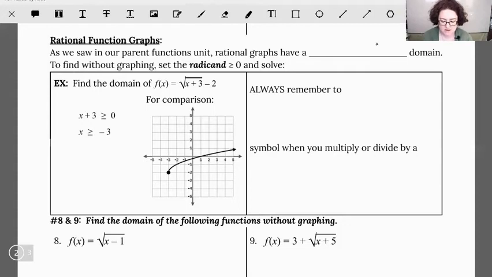So looking at our example graph, find the domain of f of x equals square root of x plus 3 minus 2. Well, keep in mind that +3 is really moving our graph to the left 3 units from the origin, and the -2 is moving it down 2.